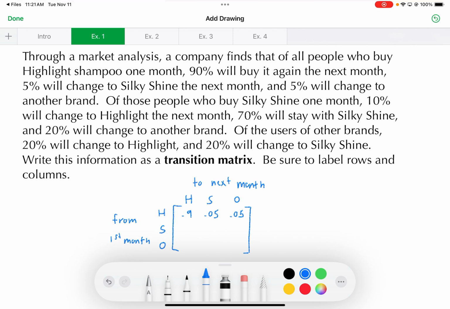All right. For Silky Shine, let's see, 10% are going to change to Highlight. So you're going from Silky Shine to Highlight, 0.1. 70% are going to stay with their Silky Shine, so 0.7 there. And 20% changing to another brand, 0.2.